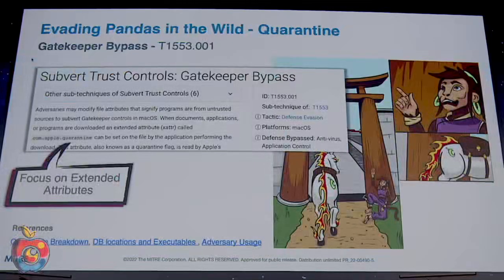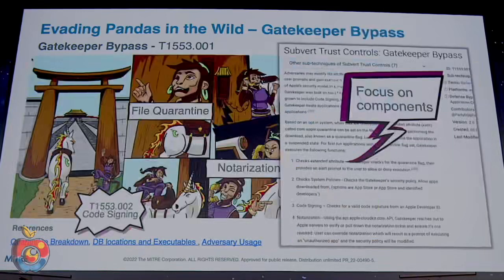So we looked at our file quarantine. This is essentially the only process that we've really had covered in Gatekeeper. And so we thought we should probably update that. So now we have a much more focus on components. We kind of rerouted that, where it's much more of an ordered list.